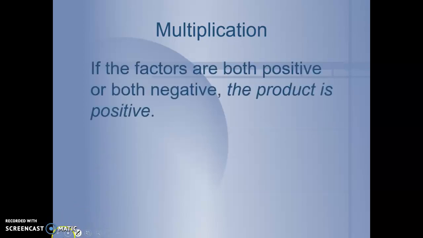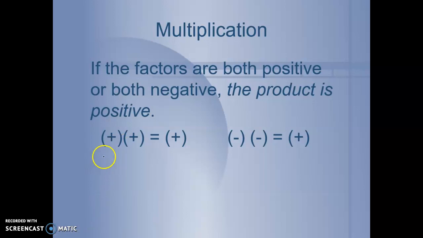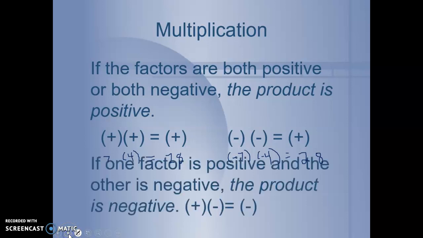If the factors are both positive or both negative, basically if the factors have the same signs, then the product will be positive. So two positive numbers multiplied, 7 times 4, both positive, we will get a positive product. If I take two negative numbers, negative 7 times negative 4, they have the same sign, so I get a positive product. If you'd like more information on how that works in the real world, see me. I've got a great video for that.